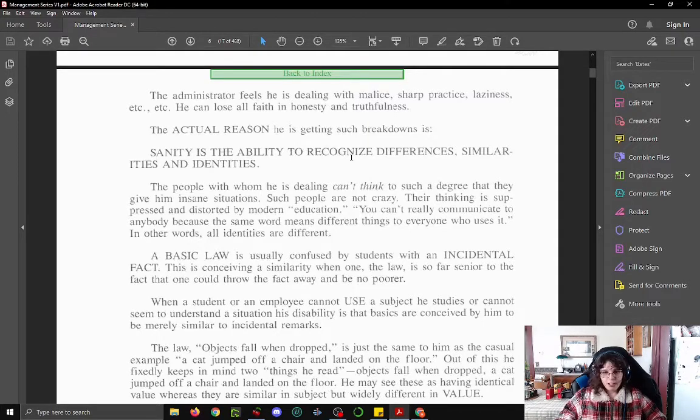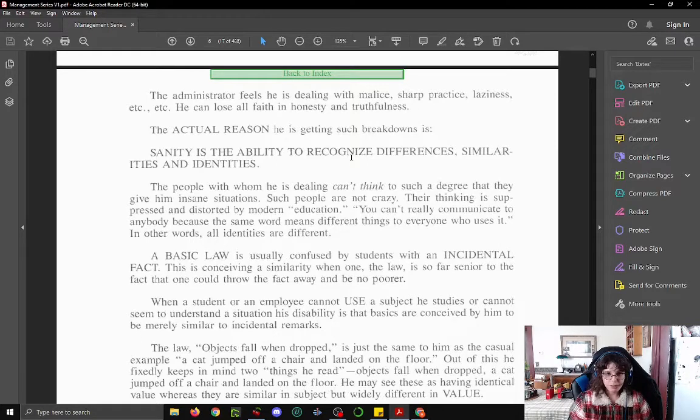Repeating what he said in the beginning. You can't really communicate to anybody because the same word means different things to everyone who uses it. In other words, all identities are different. You can communicate to anybody as long as you understand the common definition of the word that you are using. In a debate, people need to figure out common definitions in order to make an argument. And those who don't can't necessarily make good arguments if you're not basing it on the same definition. All identities are different.